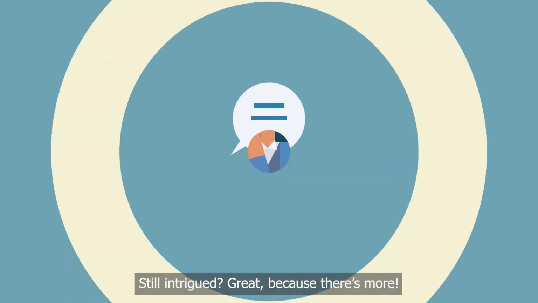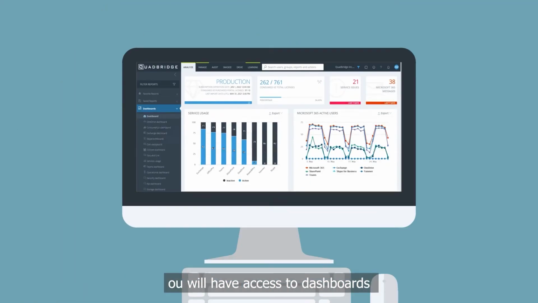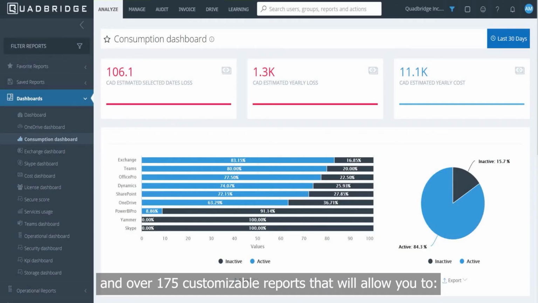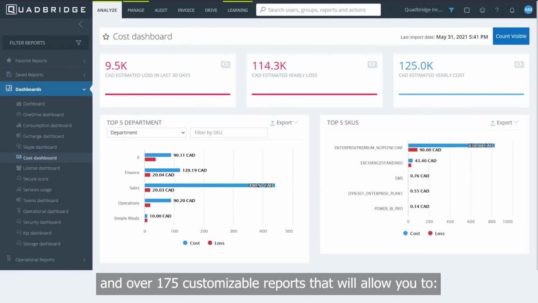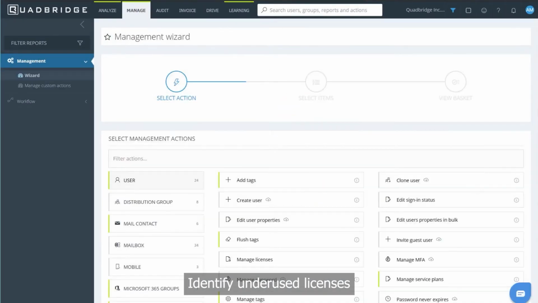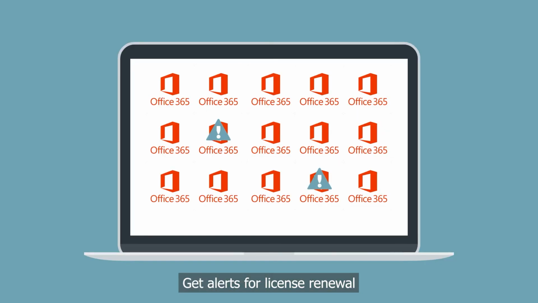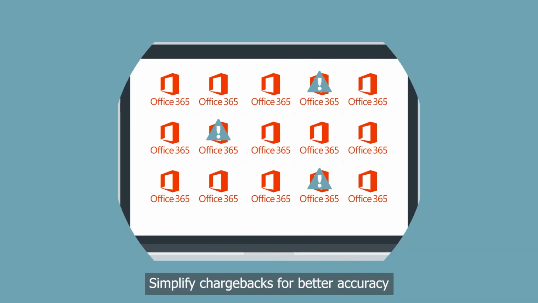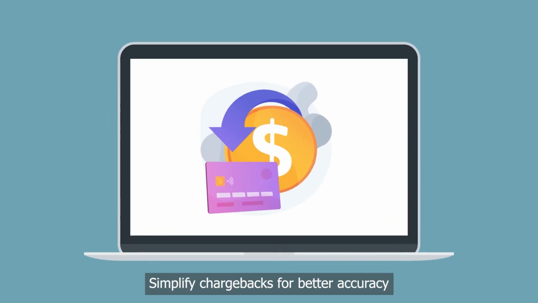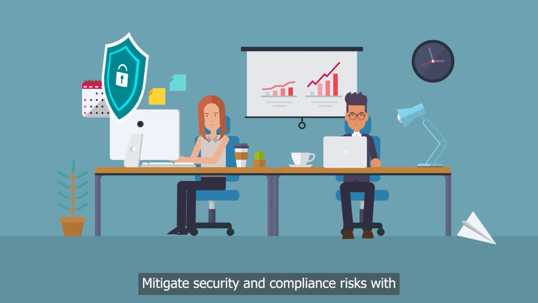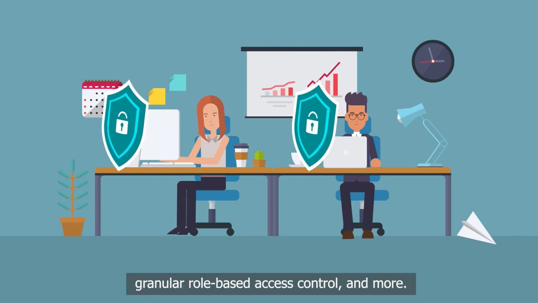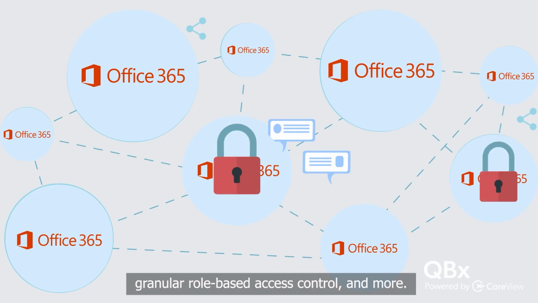Still intrigued? Great, because there's more! You will have access to dashboards and over 175 customizable reports that will allow you to identify underused licenses, onboard and offboard employees, get alerts for license renewal, simplify chargebacks for better accuracy, mitigate security and compliance risks with granular role-based access control, and more.